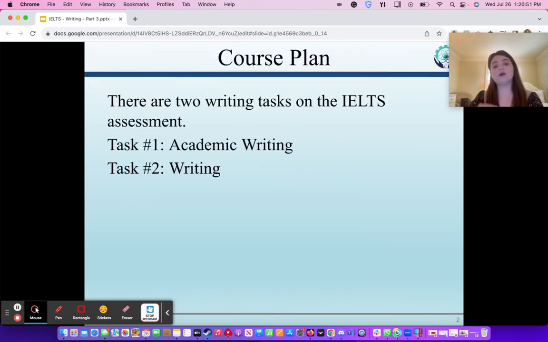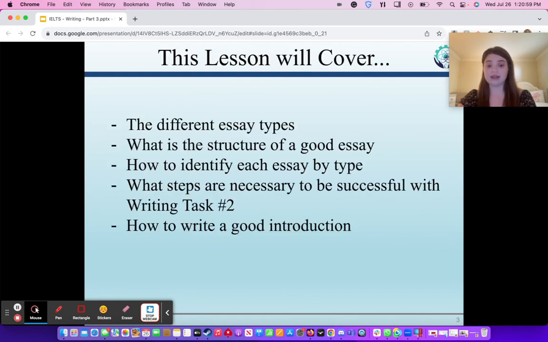So, again, for our course plan, task one is academic writing. We already talked about that. And task two is writing. And we're going to be focusing on task two today, which is the writing task.